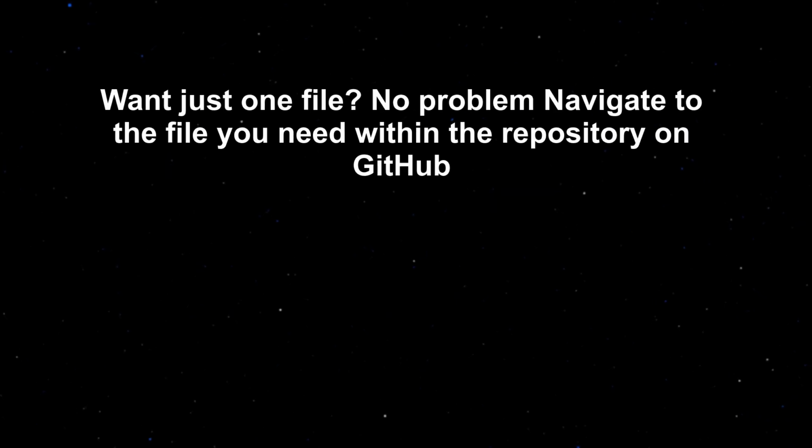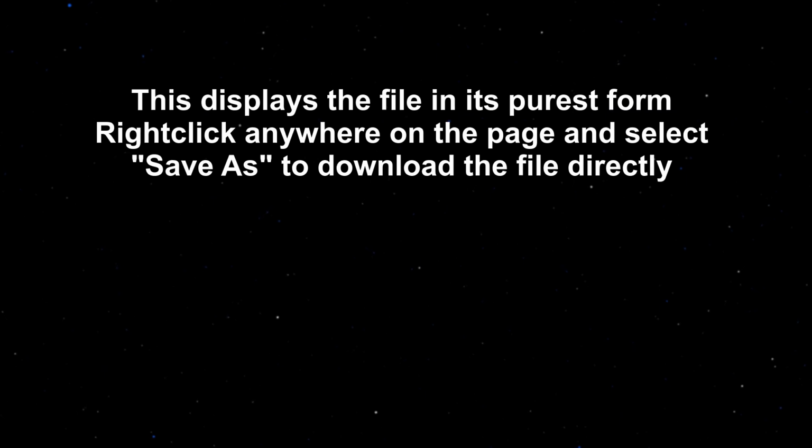Want just one file? No problem. Navigate to the file you need within the repository on GitHub. Click on the file. You'll see its content. Look for the raw button. Click it. This displays the file in its purest form. Right-click anywhere on the page and select Save As to download the file directly.